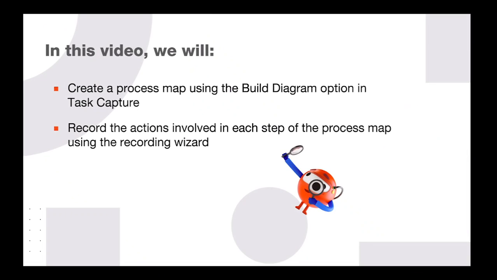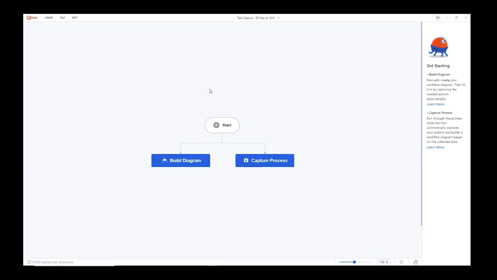Hello and welcome back to the UiPath Task Capture training. In this video, we'll create a process map using the Build Diagram option in Task Capture and discover how to record the actions involved in each step of the process. The Build Diagram option is suitable for complex processes where we know the business logic and variations from the beginning.